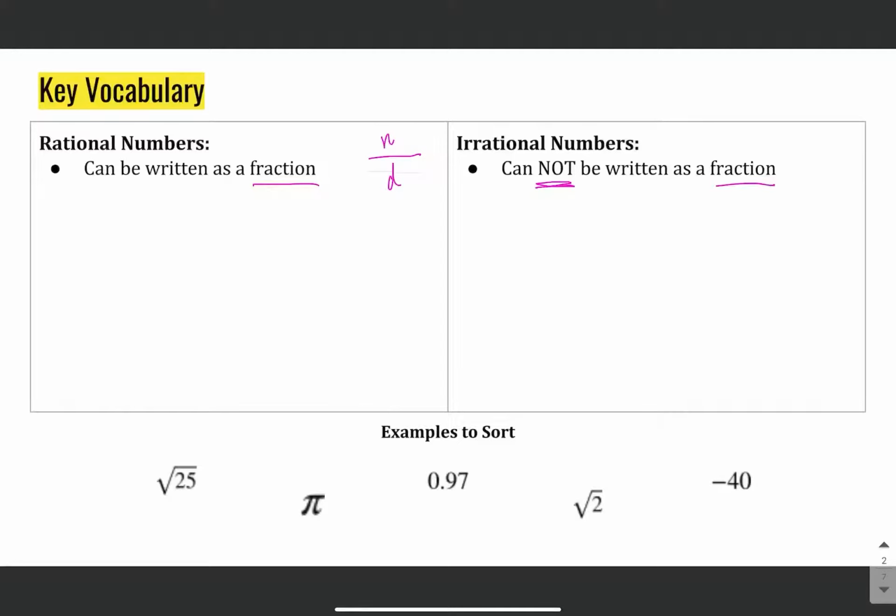Just looking at some examples of these, so some patterns we might see. For example, let's look at radical 25. We know that radical 25 simplifies to just 5, and 5 can be written as a fraction. So an example of a rational number is radical 25, because again, it can be simplified to just 5, and 5 can be written as a fraction. So we got that one taken care of.